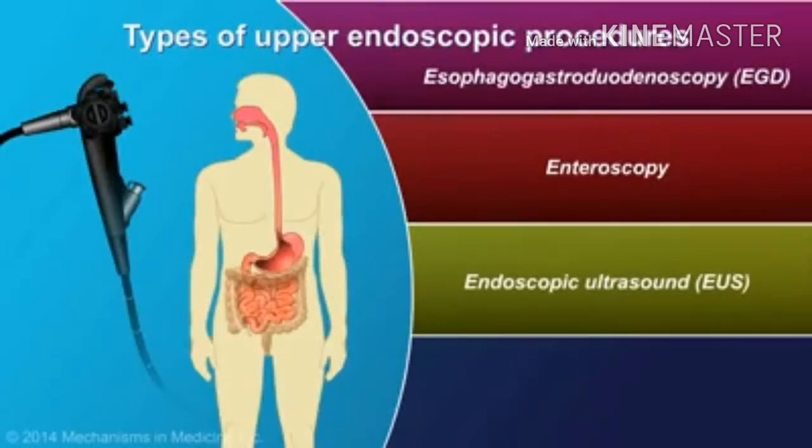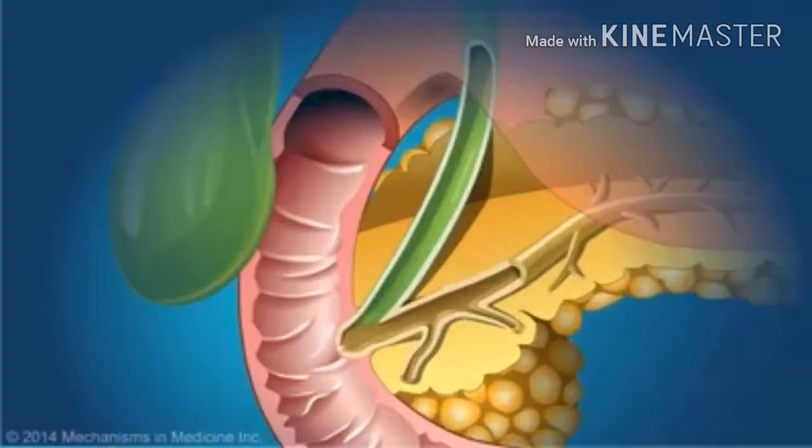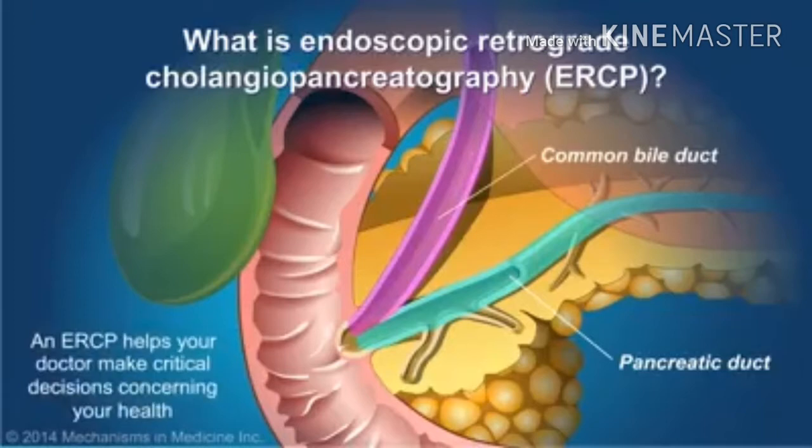Endoscopic ultrasound, or EUS, combines endoscopy with ultrasound to obtain images and tissue samples of the surrounding organs along the GI tract. Endoscopic retrograde cholangiopancreatography, or ERCP, is an endoscopic procedure used to examine and treat a specific finding within either the pancreatic duct or biliary tree or bile duct. This procedure helps your doctor make critical decisions concerning your health.